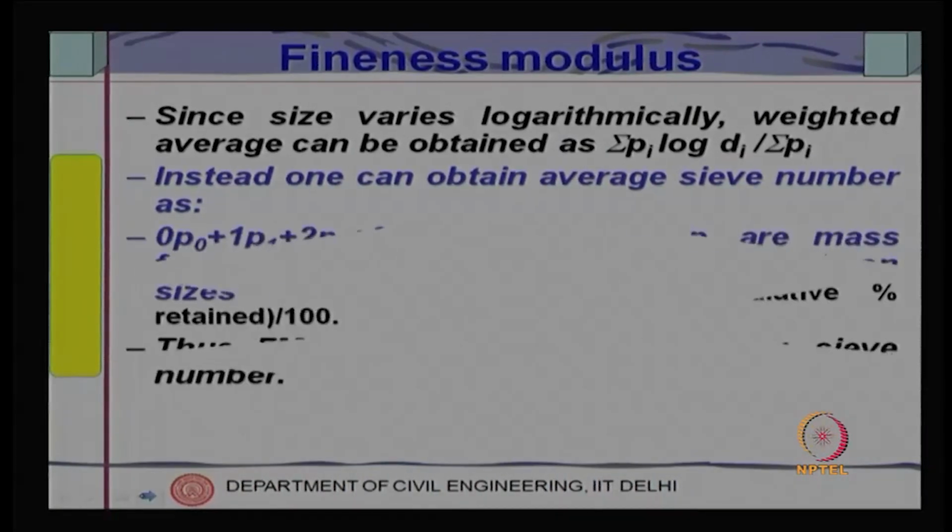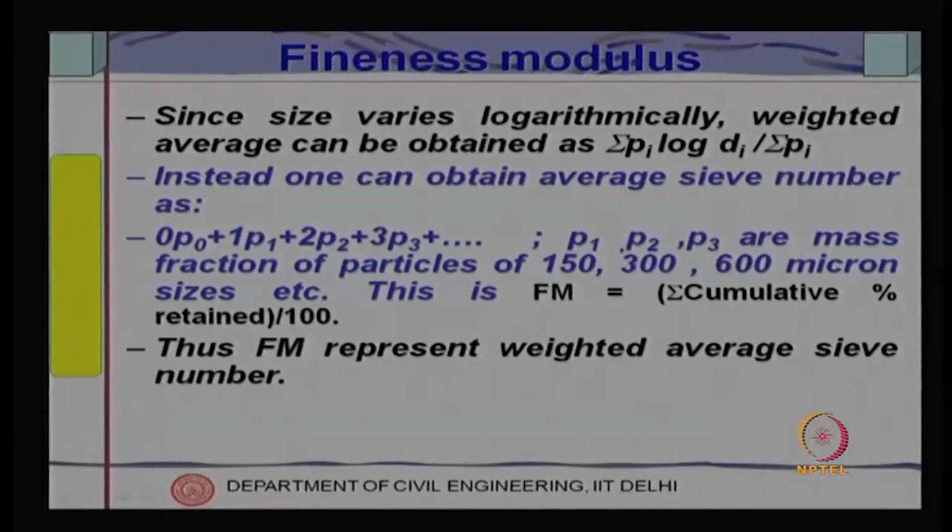Average sieve number can be written as 0 P 0, 1 P 1, 2 P 2, 3 P 3, they are the mass fraction of particles in 75, 150, etc. This is called fineness modulus, right. And this can be written as the sum of the cumulative percentage retained in all the sieves divided by 100, right, this is percentage. Thus, fineness modulus represents the weighted average sieve number in which your particle belongs, all right.